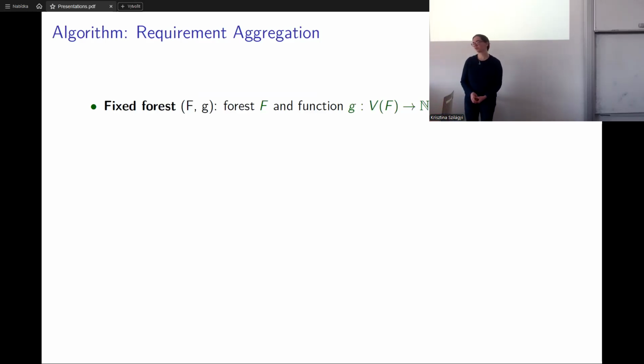So how do we make this formal? Well, in order to define a partial solution more formally, we will need this notion of fixed forests. So a fixed forest is just a standalone forest F and a function g that maps its vertices to the set of positive integers. So here we're not talking about our input graph at all. We just have some forest where each vertex of it has some degree requirement.